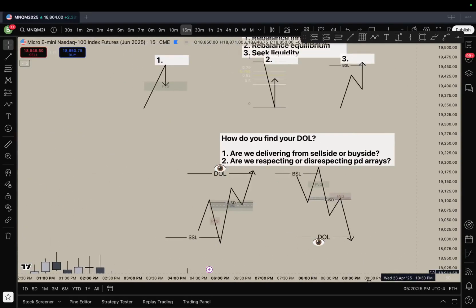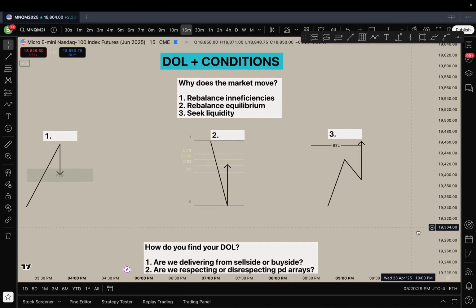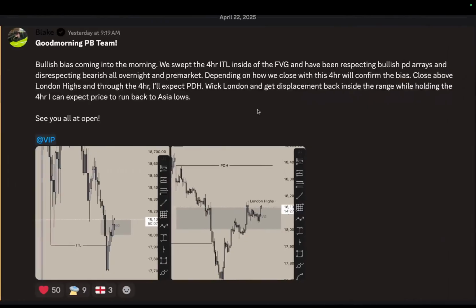And I need you guys to start doing this. I know I say this in pretty much every lesson, but I need you guys to please start doing this, where you write out your draw on liquidity and your daily bias every single time, every single day. Please start doing this in your journal. If you're not doing this already, please start. Okay, so just write out your bias, write out some conditions.